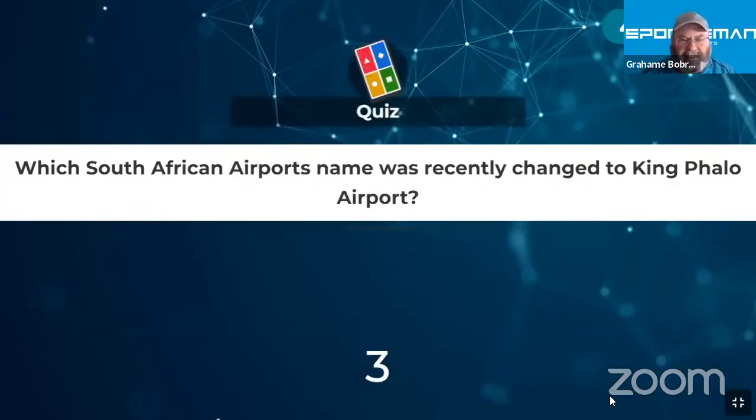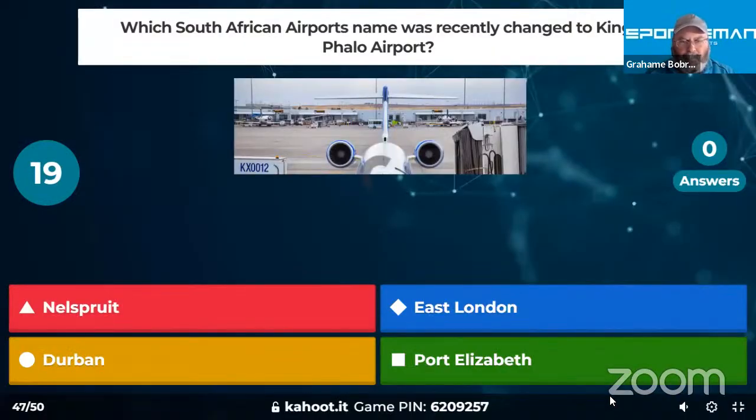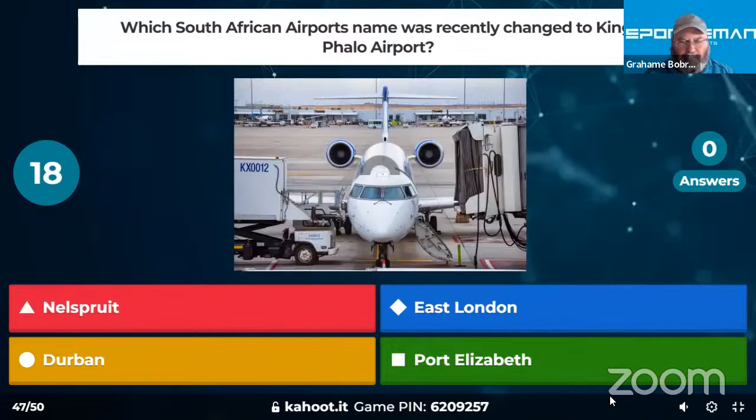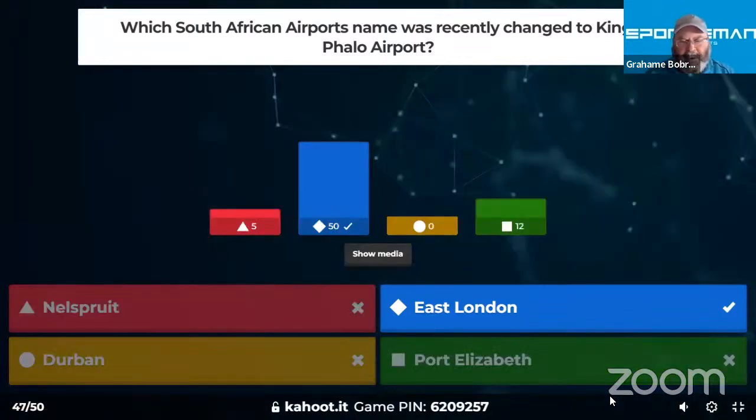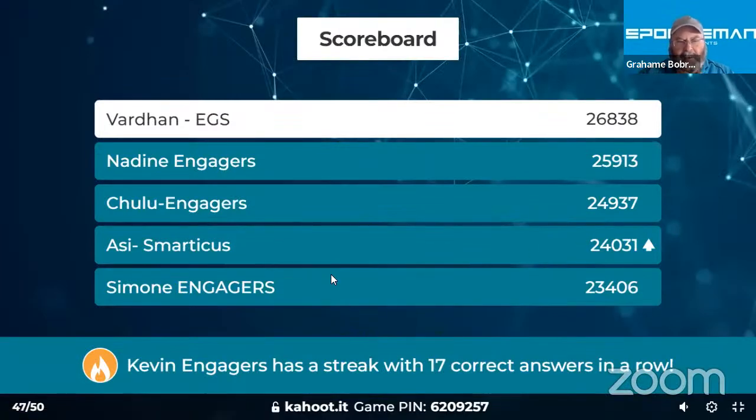Which South African airport's name was recently changed to King Phalo Airport? One easy one, East London. 50 of you getting that right. It'll depend who was quick and who was slow. Vardan's still up there. Oh, and that Engagers player has moved out of the top 5, which makes it very tough for you to be able to get through.